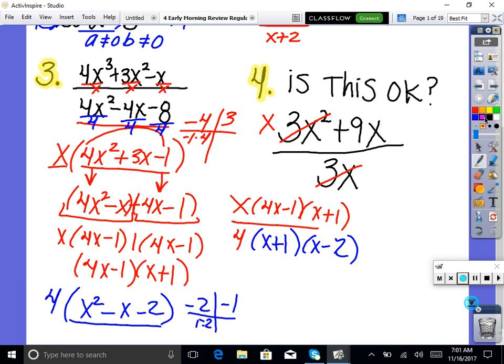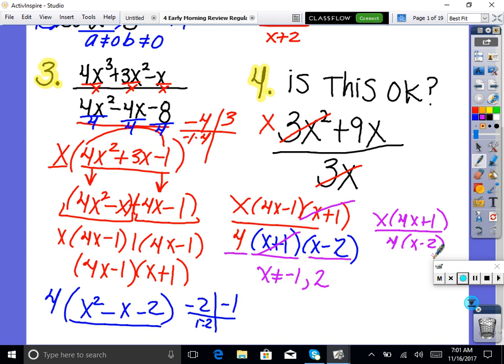Now I'll restrict before I divide. So I would say 4 is 4. It's never going to be 0. Good there. X just can't be -1. X cannot be 2. And then I'll divide out exact factors. It looks to me like in this example, those are the only things that divide out. So I say x, 4x plus 1, all over 4, and then x minus 2. That would be my final answer.